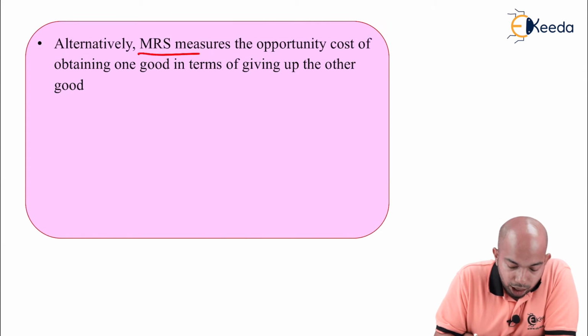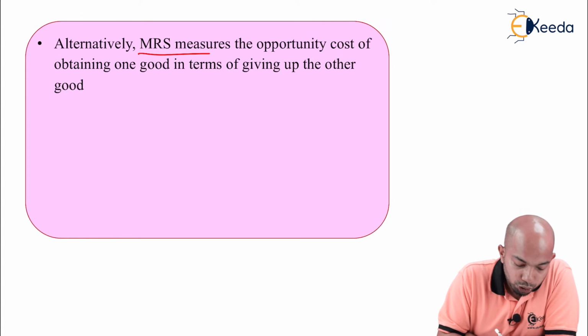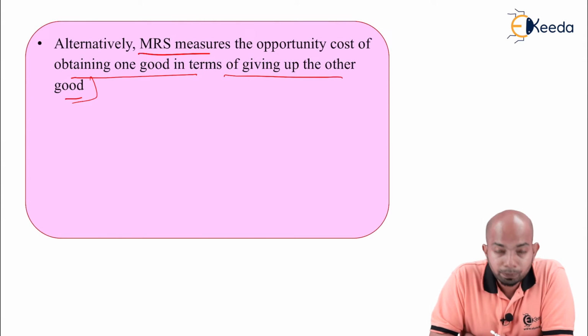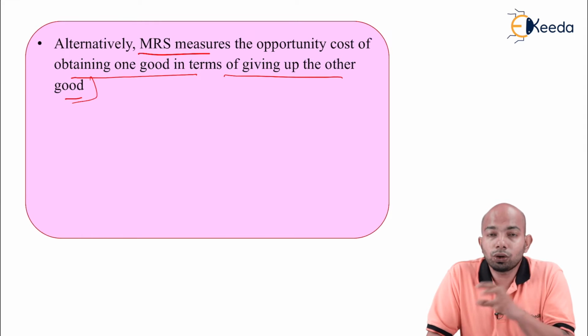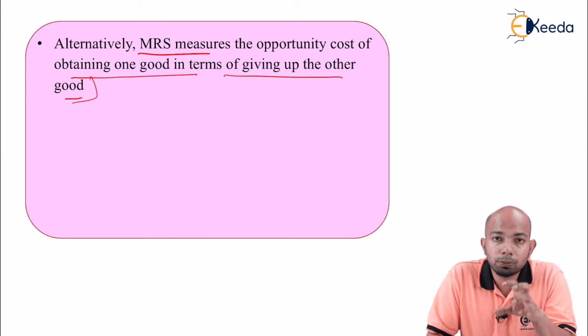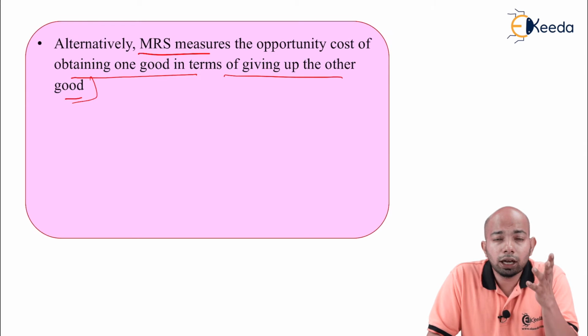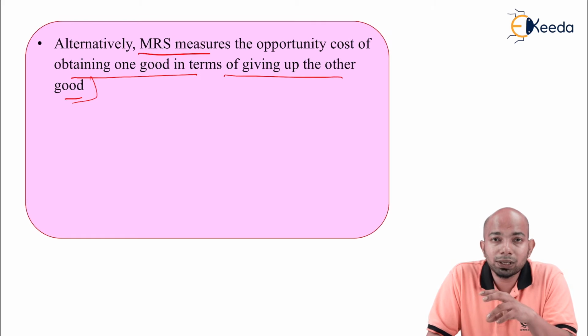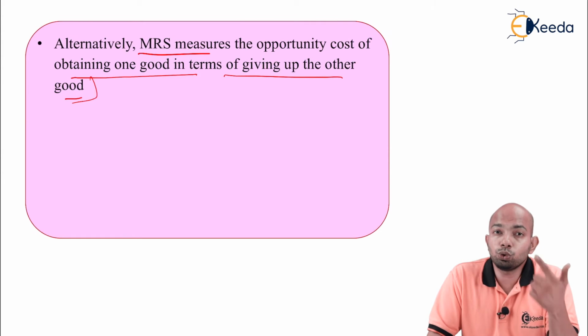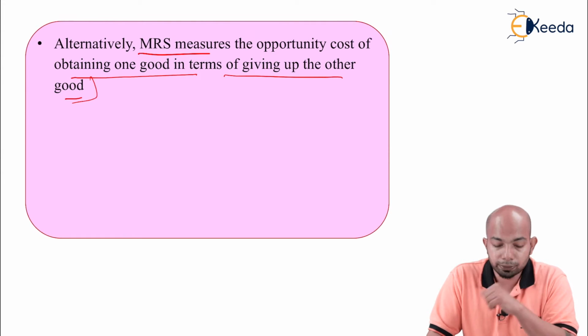Alternatively, MRS, that is marginal rate of substitution, measures the opportunity cost of obtaining one good in terms of giving up the other good. So there is an opportunity cost also that is derived. For example, if you want rubbers and pencils, if you have already more of pencils and if you want more rubbers, you might just give up certain pencils and you would take more of rubbers instead of the pencils here. Now how does that happen, and what exactly is the opportunity cost? If you're giving out that many pencils, what is the opportunity cost that you're losing out? There is something that we have to calculate here.